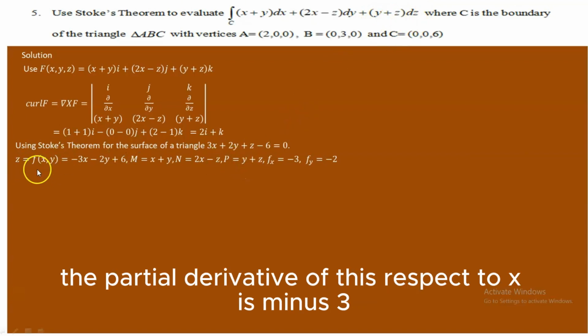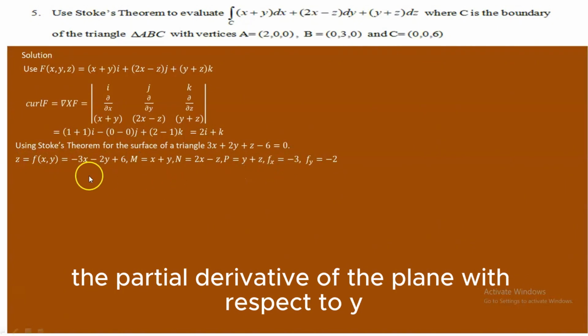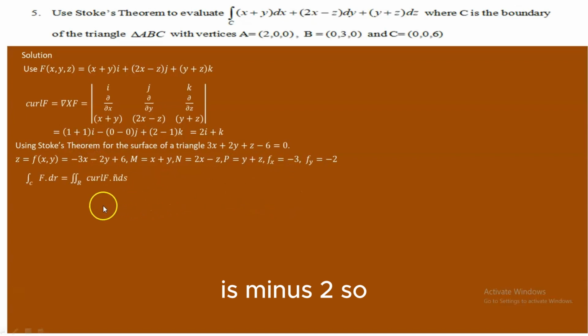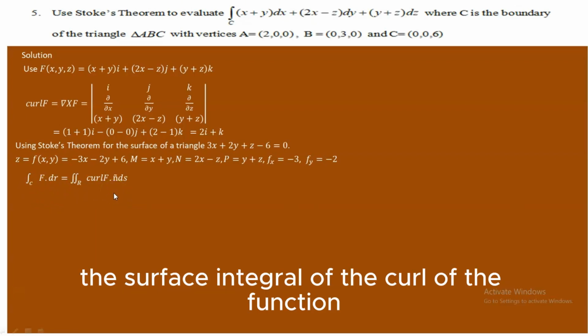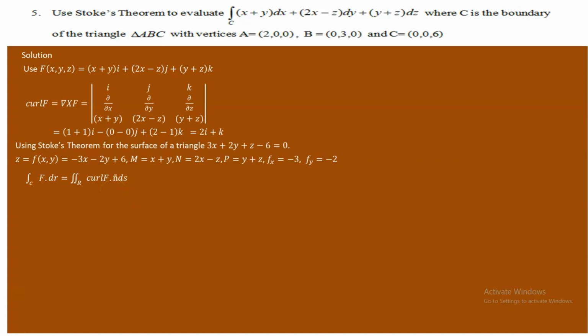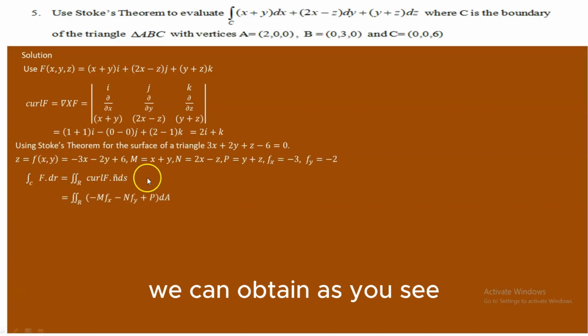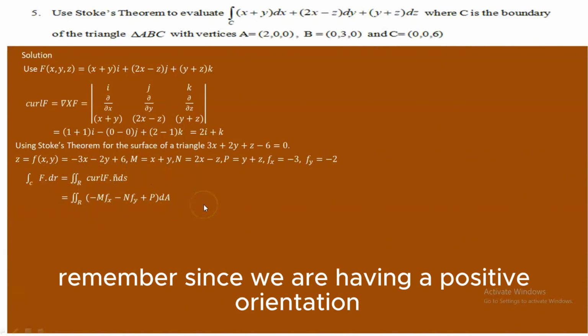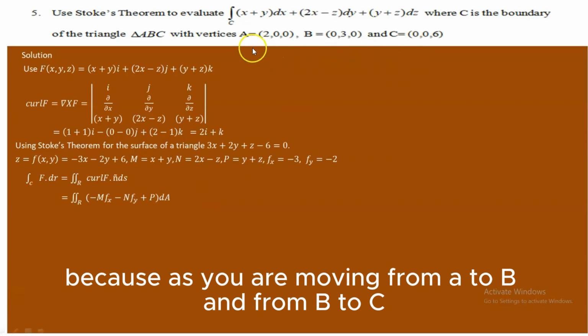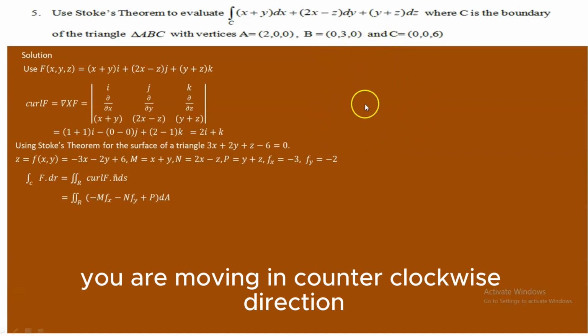So the partial derivative of this with respect to x is minus 3. The partial derivative of the plane with respect to y is minus 2. So using this Stokes theorem that associates the line integral of a vector function with the surface integral of the curl of the function, we can obtain, as you see, this expression. We have read this in our classroom, students, if you remember, since we are having a positive orientation, because as you are moving from A to B and from B to C, you are moving in counterclockwise direction.